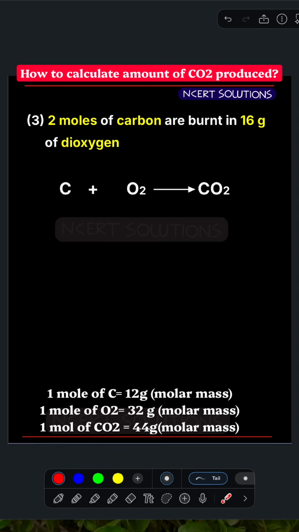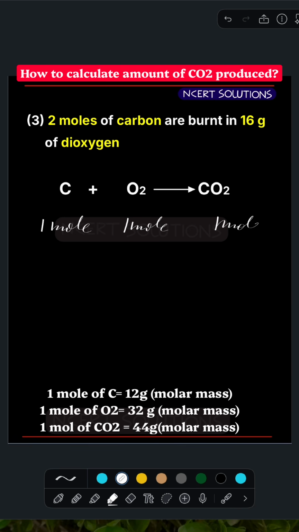Now according to the third condition, 2 moles of carbon is burnt in 16 grams of dioxygen. Again we know that 1 mole of carbon requires 1 mole of oxygen to produce 1 mole of carbon dioxide. Here we are using 2 moles of carbon but 16 grams of oxygen, which is equal to half a mole of oxygen, because 1 mole is 32 grams.